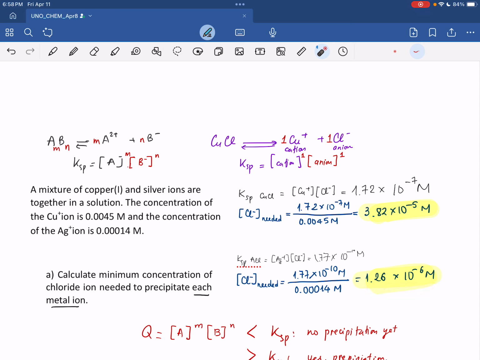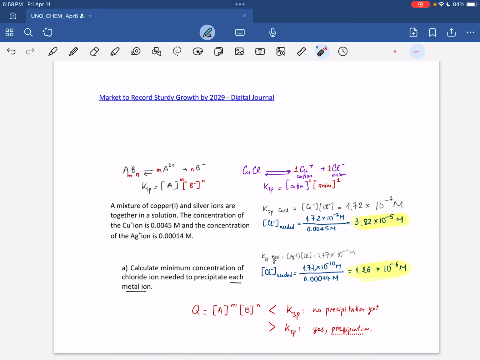So we can see that because there's a difference in the KSP for these two substances. Oh, I'm missing an Ag here. Okay, my bad, this is silver. Okay, so then we can see the concentration for this one is around 10 to the -5, and this one around -6. So it means that we don't need as much chloride concentration to precipitate the silver as we need to precipitate the copper. Okay, makes sense? So that's for the first question.